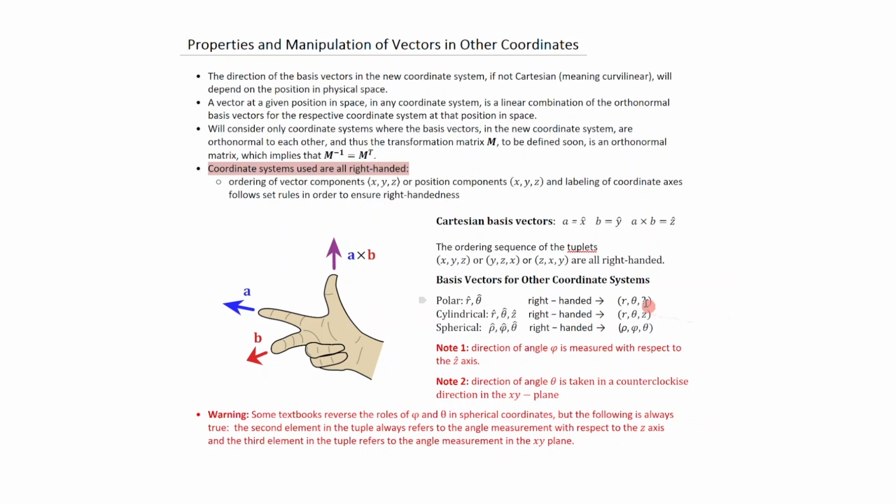And so theta is always taken to be in a counterclockwise direction in the xy plane. All right, here it's clear. I mean, this is r, theta, followed by z. So you can look at this ordering. If you used your right hand, you'd find that r hat, theta hat would produce z hat, and you'd have a right-handed system. Spherical would involve rho hat, phi hat, theta hat. And again, the ordering is important. Just a quick reminder, the direction of the angle phi is measured with respect to the z-axis in spherical coordinates. And the direction of angle theta is taken in a counterclockwise direction in the xy plane.